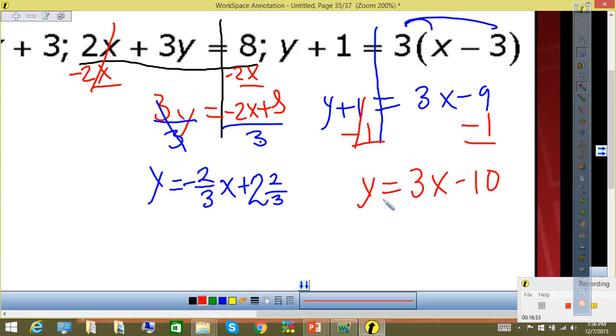So, is this one already solved for y? Yes. Is it slope-intercept form? Yes. How about this one? Yes. So with that said, let me zoom out.